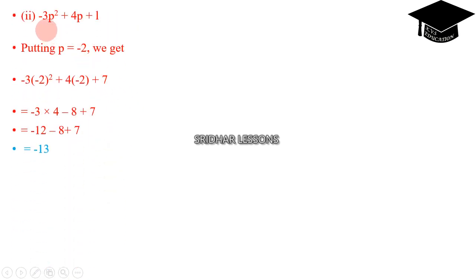For the second one, minus 3p square plus 4p plus 1. Okay. So we have to put p is equal to minus 2. That means minus 3 into minus 2 whole square plus 4 into minus 2 plus 7. Okay. This is minus 2 whole square is 4. Minus 3 into 4 minus 4 into minus 2 is equal to minus 8 plus 7. Minus 3 into 4 is minus 12 minus 8 plus 7. So this is equal to minus 13. Okay.